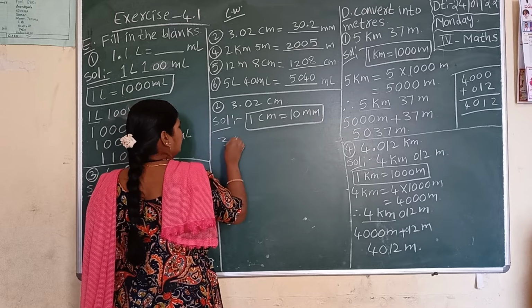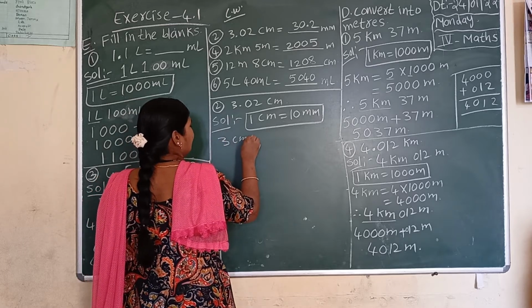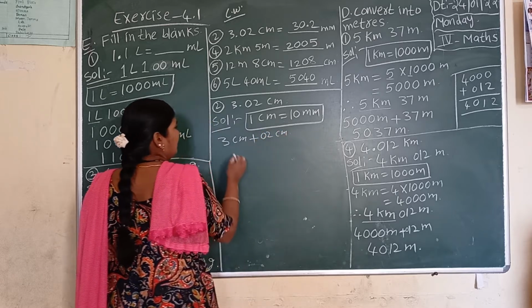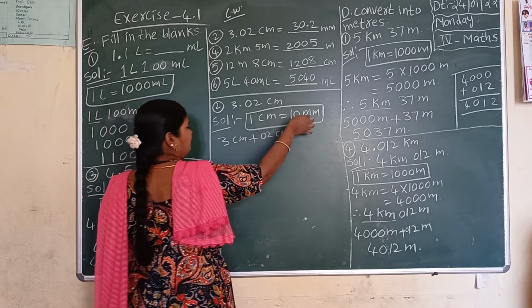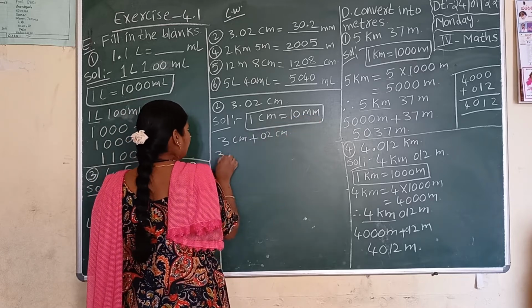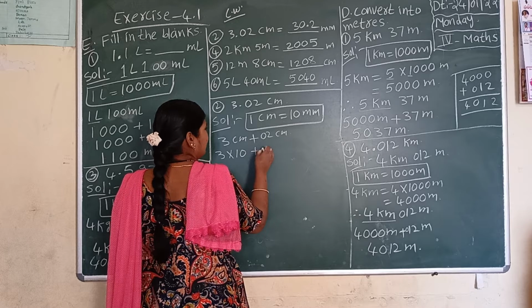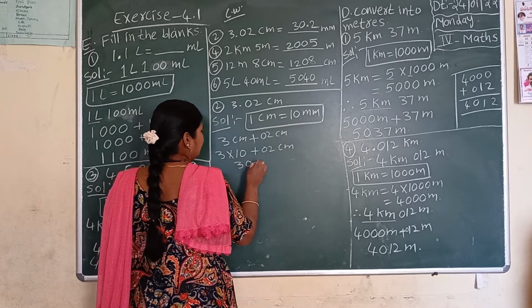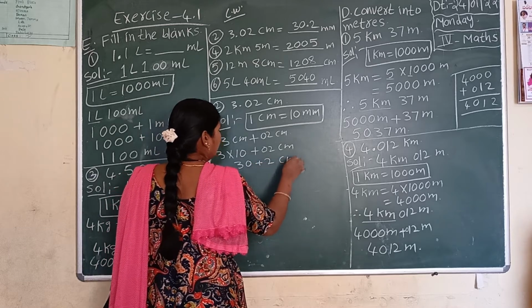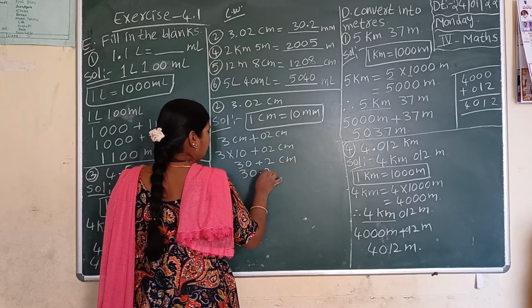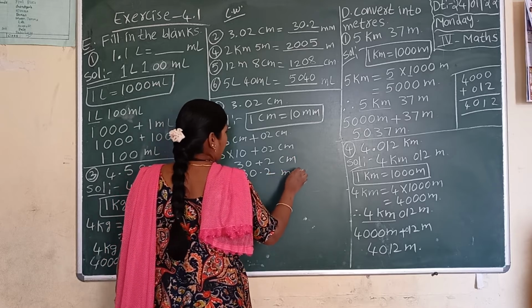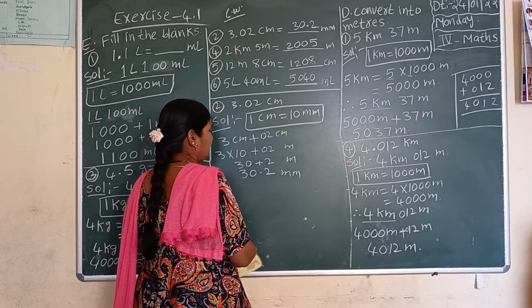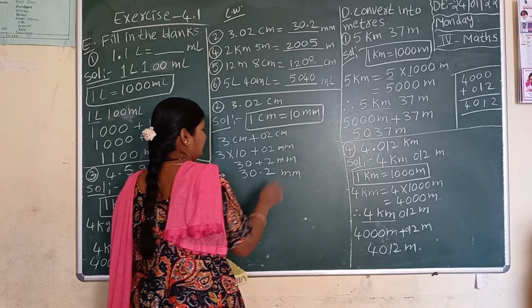See, 3 centimeters point means plus 0.2 centimeters. Converting centimeters into millimeters means multiply by 10. 3 into 10 plus 0.2 centimeters. 3 into 10, 30, plus 2. It becomes 30.2 millimeters. Converting to millimeters, millimeters will come here.